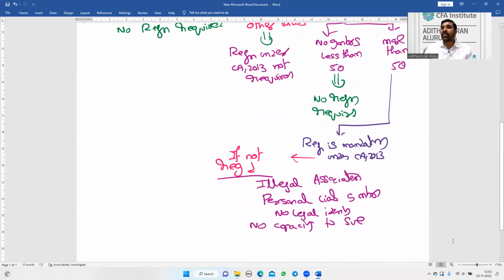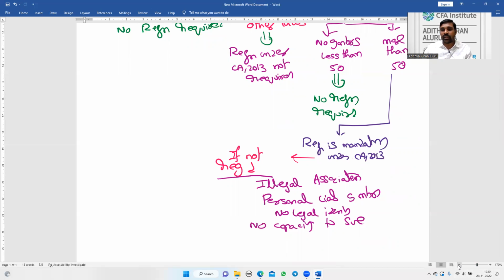What happens if the entity is not registered? It will be treated as an illegal association. Illegal association means no separate legal entity. So members are personally liable. In order to file a suit, I should have some legal entity. My name is Aditya. As per government legal records, I have a legal identity. Therefore, I can file a suit against others. But this association does not have an identity in the government records. Therefore, it cannot file a suit against others.